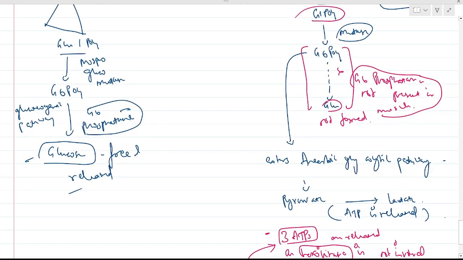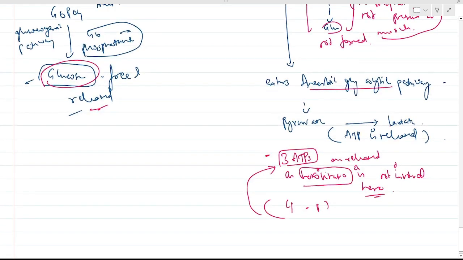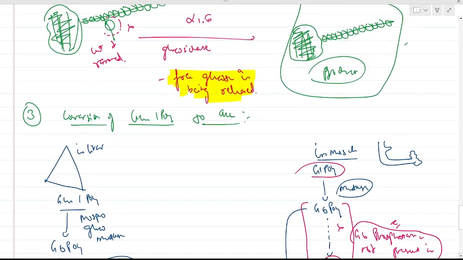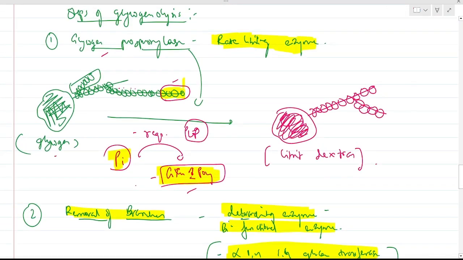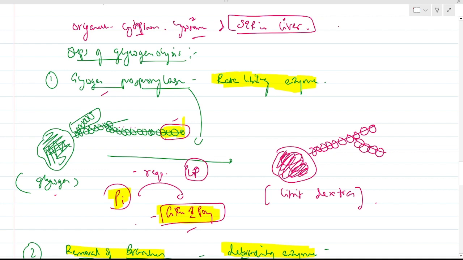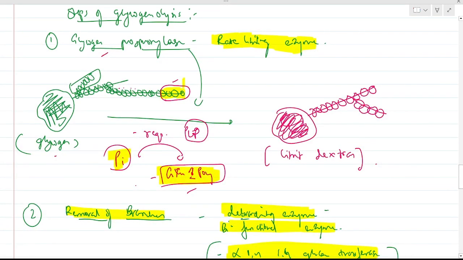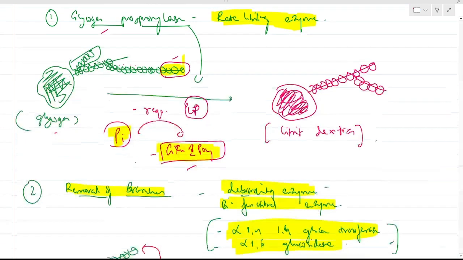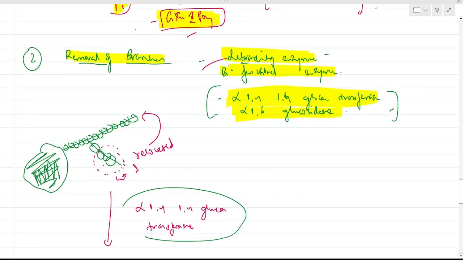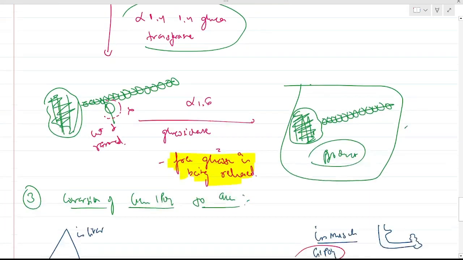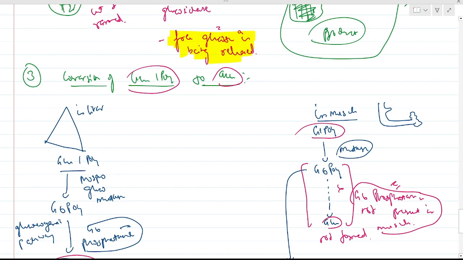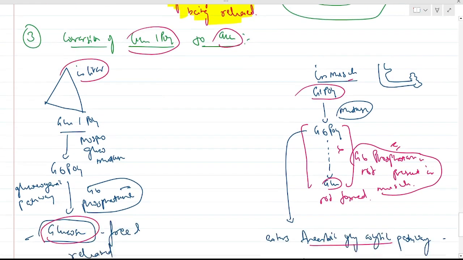Remember, in liver glucose is formed and released. In muscle, glucose 6-phosphatase is not present, so anaerobic glycolysis takes place, lactate is formed, and 3 ATPs are produced in total. This was all about our glycogenolysis. First, glycogen phosphorylase acts to form limit dextrin. This limit dextrin is an important and harmful molecule. If it accumulates, it will cause some glycogen storage disorders, which we will discuss in further sections. Then there is removal of branches by the debranching enzyme, and finally free glucose is released. In the third step, glucose 1-phosphate needs to be converted to glucose. The process is different in liver and in skeletal muscle.